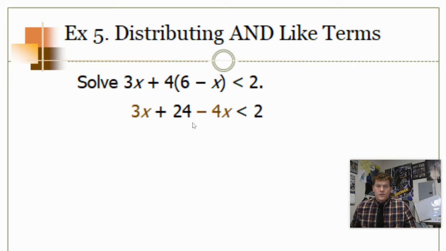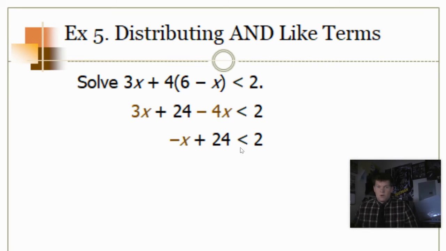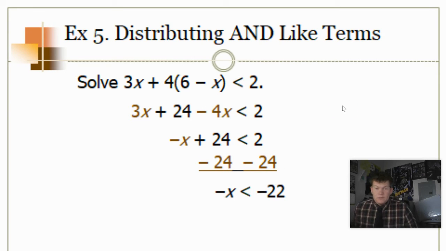Notice the slight difference in color for the 2 like terms. I have 3x minus 4x. 3 minus 4 gets me negative 1x, or just negative x. Negative x plus 24 is less than 2. Plus 24 we get rid of by subtracting on both sides. 2 minus 24 gets me negative 22.